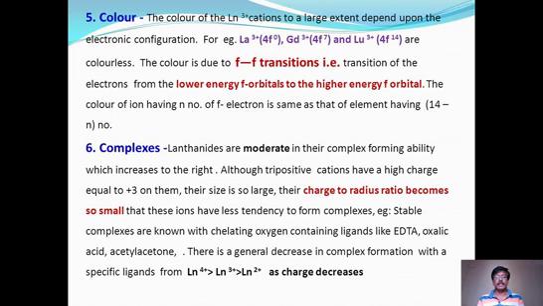The general decrease in the complex formation you can observe. Lanthanum plus 3 has the highest degree of formation, and for plus 4, plus 3, plus 2 as well, we can see that as the charge decreases, the ability to form complexes also decreases. This is how we can understand the formation of complexes.